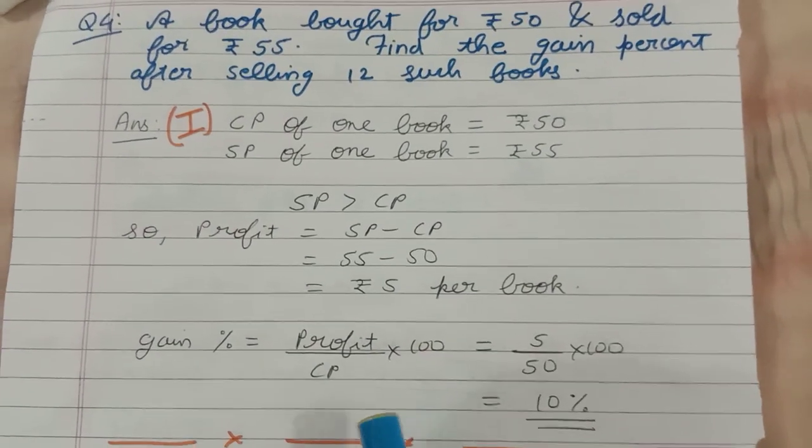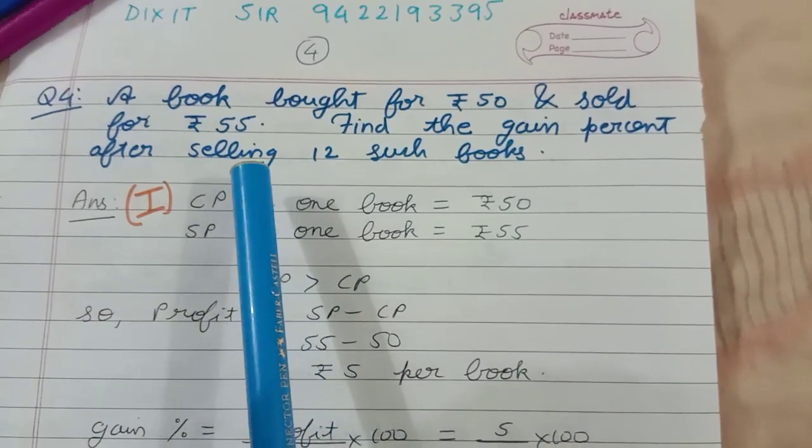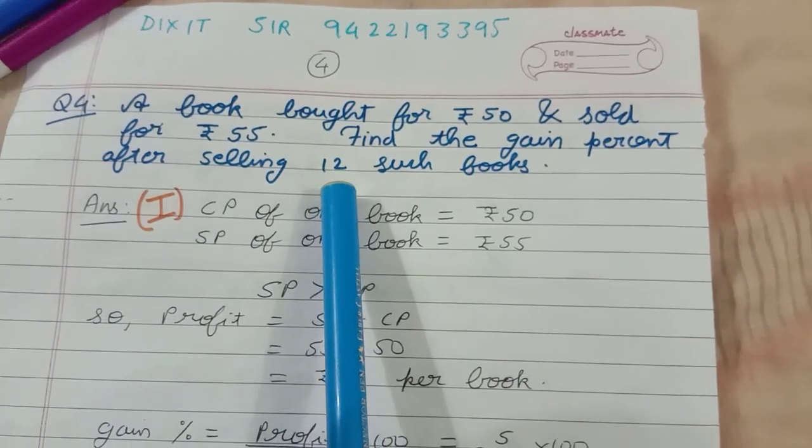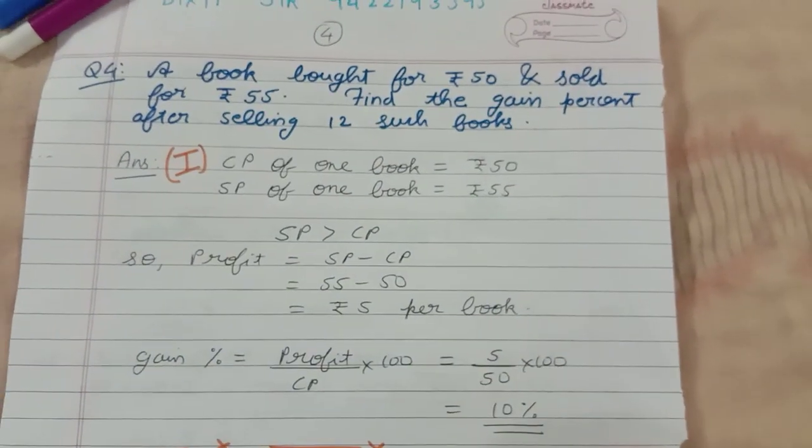This means that the percentage profit will not change because of this number. Even if the number of articles changes, the percentage profit or loss will not change.